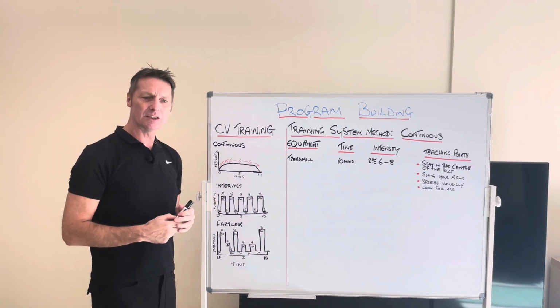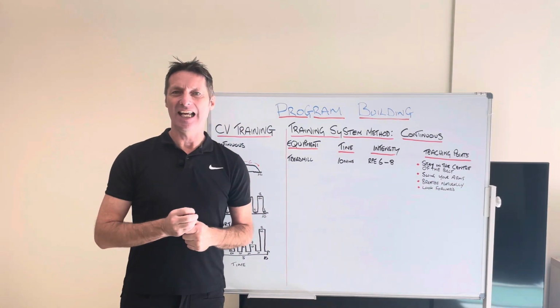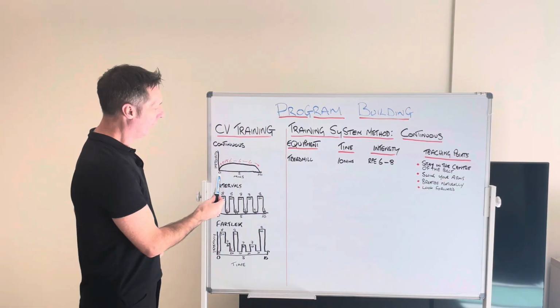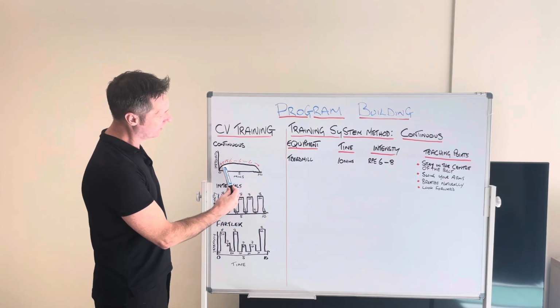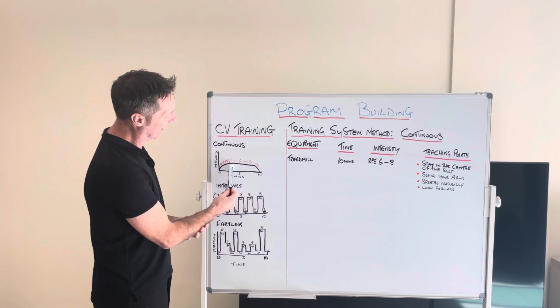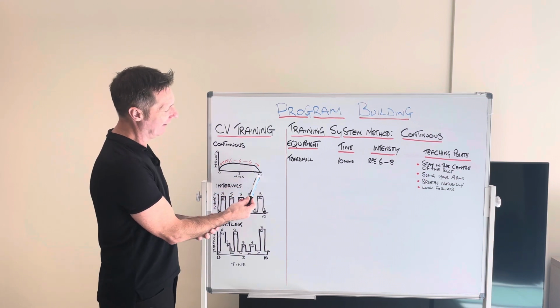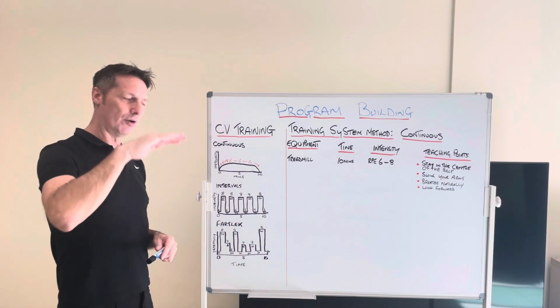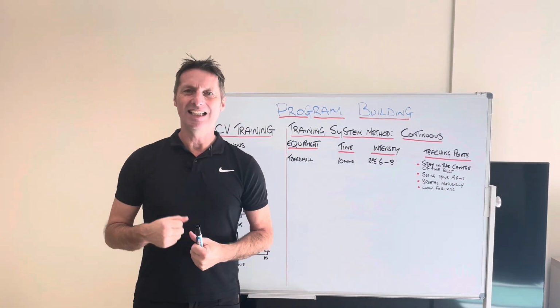So continuous is steady state training. So for example here, we've got 0 to 10 minutes. We're going to go up slightly and we're going to maintain our client at the same RPE for the length of the training, and then a little bit of a come down at the end. So continuous is long, steady state.